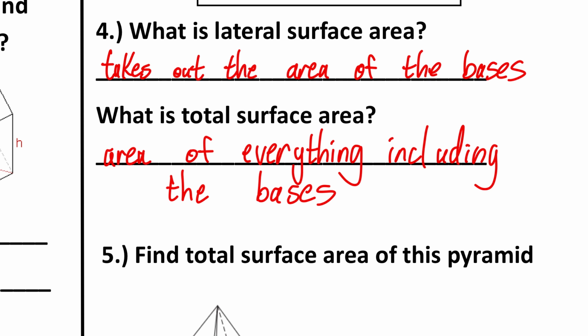So total surface area is the area of everything on the outside of that three-dimensional figure, whatever it is. It could be some kind of a prism, some kind of a pyramid, a cone, cylinder, anything. The lateral surface area just takes the area of the bases out of that.